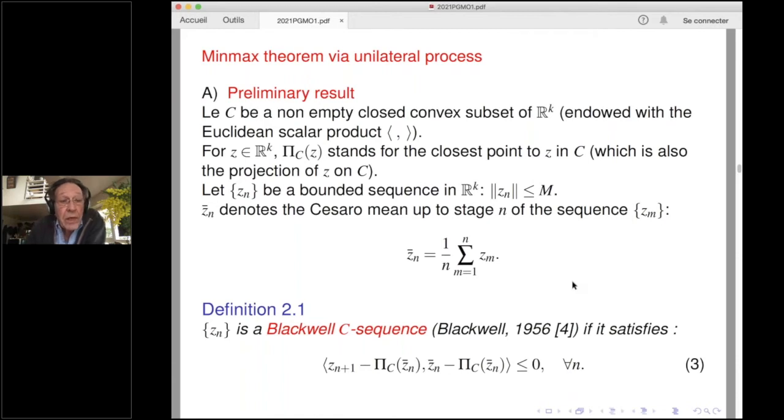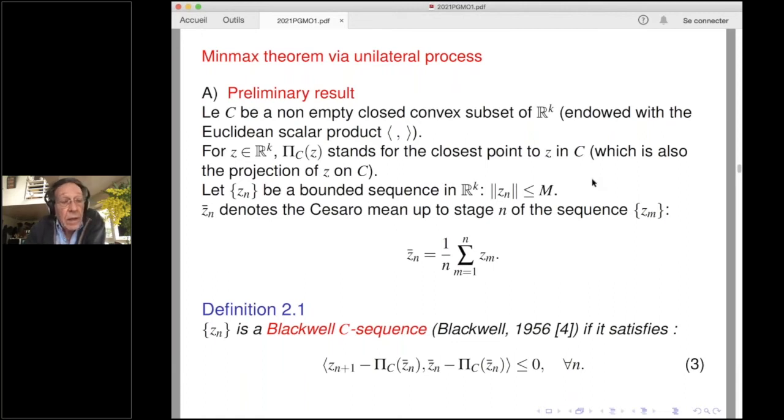Okay, so there is a preliminary result, which is as follows. You take a non-empty closed convex subset C of R^k, and using the Euclidean structure on R^k, π_C(z) is the closest point to z in C, which is also the projection.